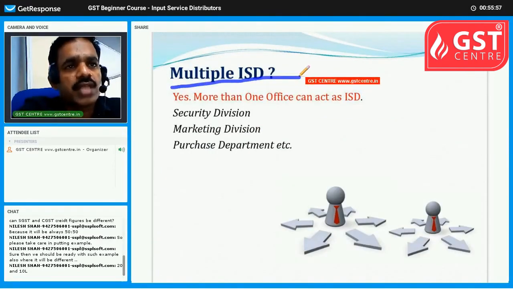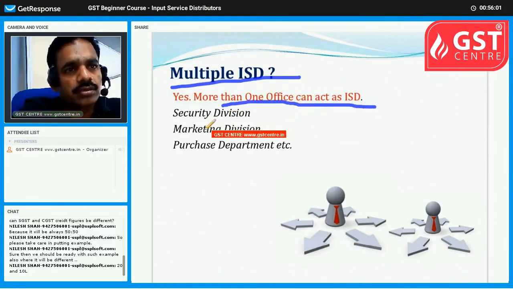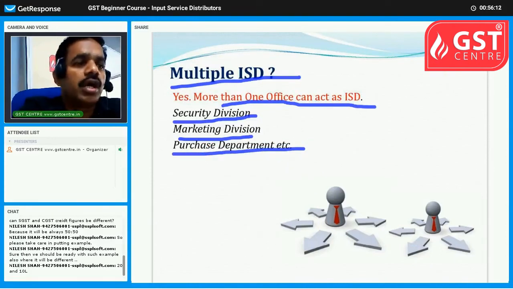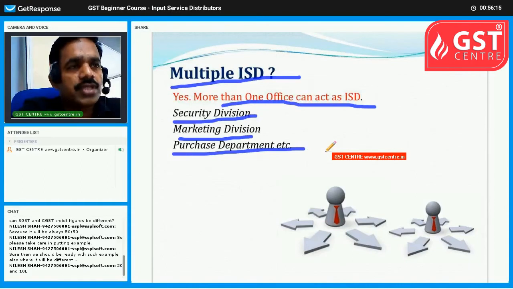Then, is there any chance for a multiple ISD? Yes, that can be there. Like security division, marketing division, purchase department, etc. There can be various input service distributors in the same organization.